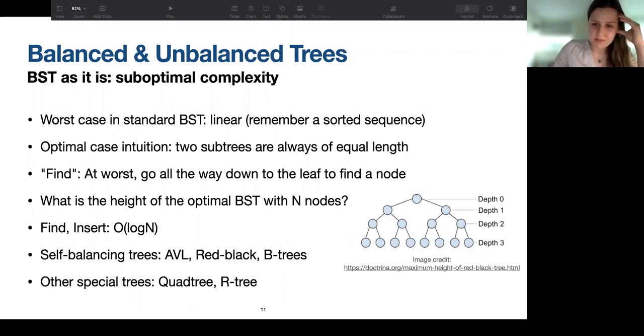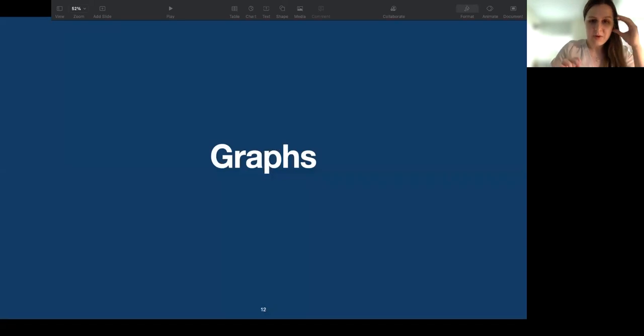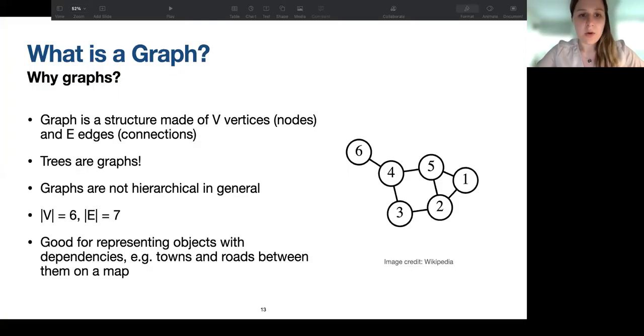Right, so I'm going to move on to the graphs now. Again, feel free to ask any questions in the chat or just ask them directly. So what is a graph?